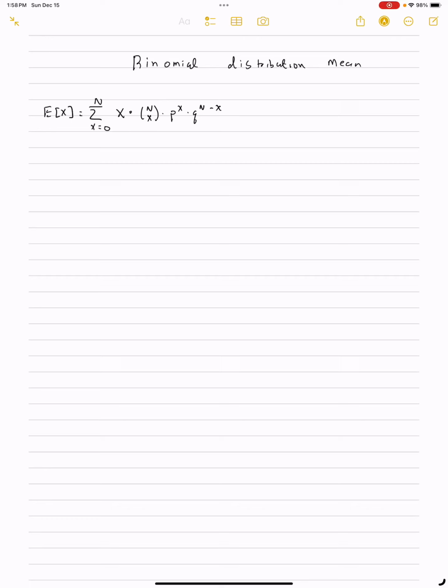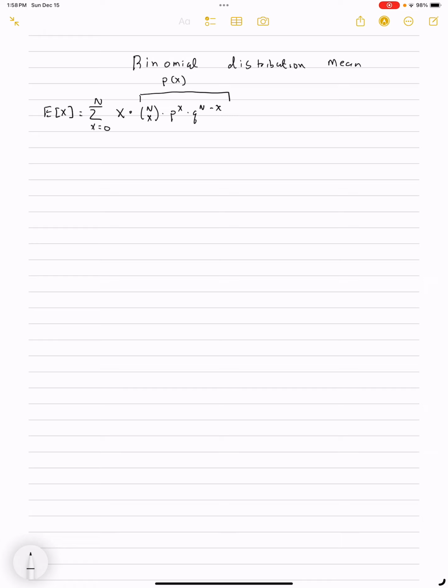Today we're going to be talking about the mean of the binomial distribution. Formally, the expected value is going to be x times p of x, where p of x is the probability distribution for a binomial distribution, and that's how we calculate p of x.